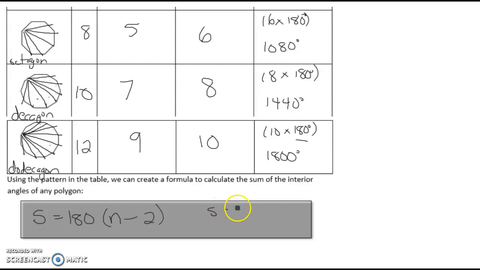So S stands for the sum of interior angles, and N stands for the number of sides.